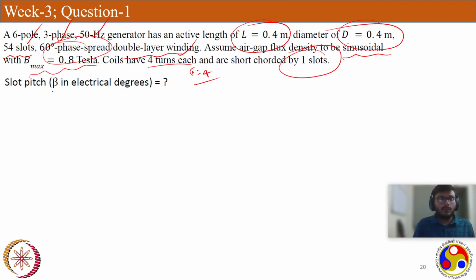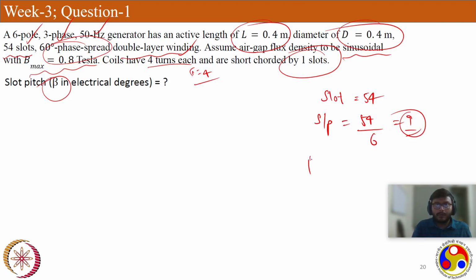Now we have to calculate slot pitch, beta, in electrical degrees. Now how will you calculate beta? Beta is the basis for any kind of winding diagram. Beta is very important. Can someone tell me how to calculate beta? Number of slots is 54. Slots per pole is 54 by 6 poles. It is 9. Now beta will be 180 degrees by 9, which is 20 degrees. This should be very important. By looking at the data itself, you should be able to calculate beta.